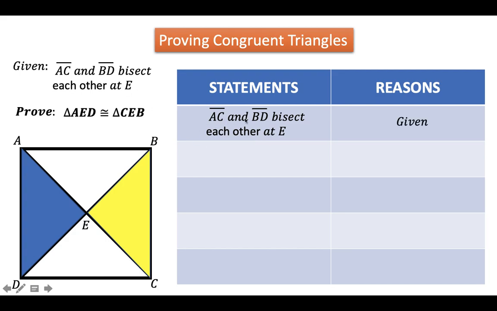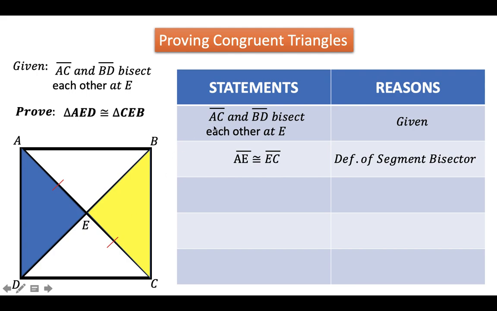Now, from this statement here, we can say that AE is congruent to EC. So we are referring to this side and this side. They are congruent because that's according to the definition of segment bisector. Since AC is bisected by BD, AC is cut into two equal parts. Therefore, they are congruent with each other. So we add a mark that says that they are congruent.